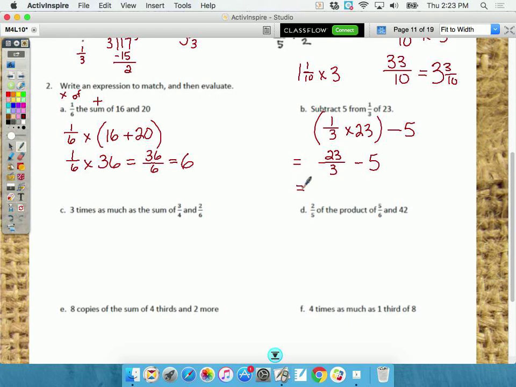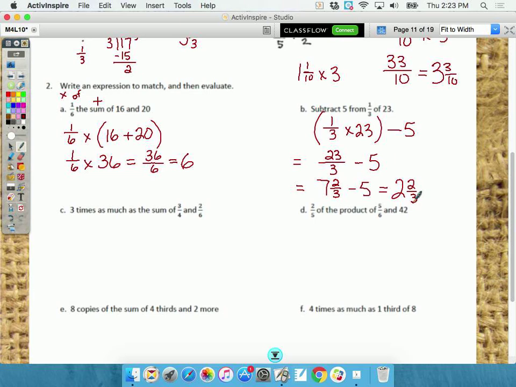Rudy, you want to help us out on that since I pulled your stick? How many times does 3 go into 23? 7 and 2/3. Minus 5. So what's my answer, boys and girls? 2 and 2/3.